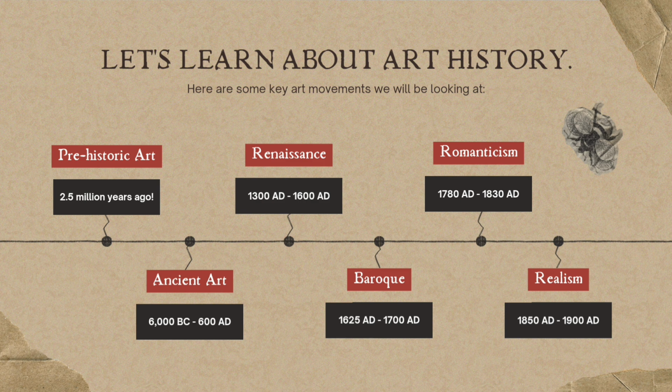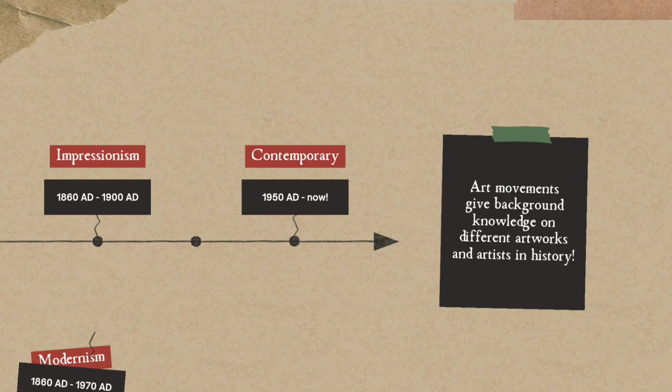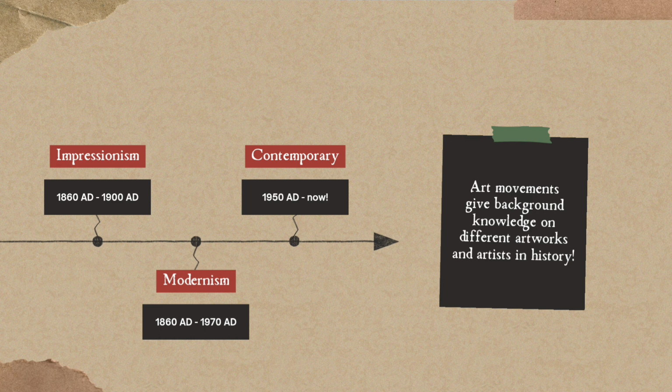Realism, 1850 AD to 1900 AD. Impressionism, 1860 AD to 1900 AD. Modernism, 1860 AD to 1970 AD. Contemporary, 1950 AD. Now, note, art movements give background knowledge on different artworks and artists in history.